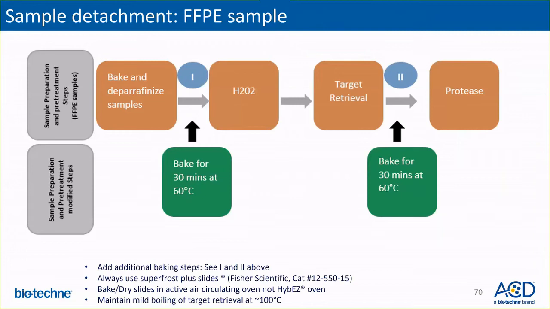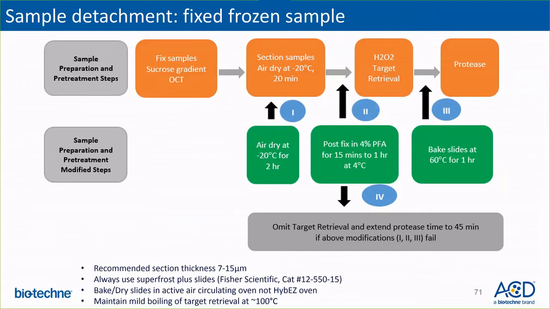For sample detachment with fixed frozen tissues, we recommend to dry slides at minus 20 degrees for 2 hours after cryosectioning. And then we recommend to add a post-fixation step before hydrogen peroxide for 15 minutes to an hour at 4C. We have found that the majority of the sample detachment happens after target retrieval, so we recommend adding an additional baking step before the protease step.